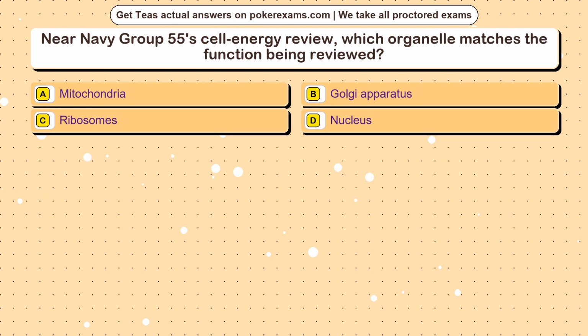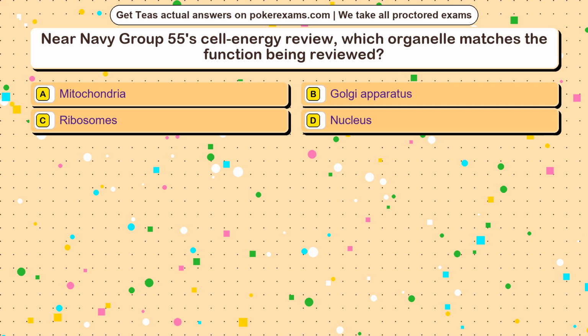Question 14. Near Navy Group 55 Cell Energy Review, which organelle matches the function being reviewed? Option A, mitochondria. Option B, Golgi apparatus. Option C, ribosomes. Option D, nucleus.